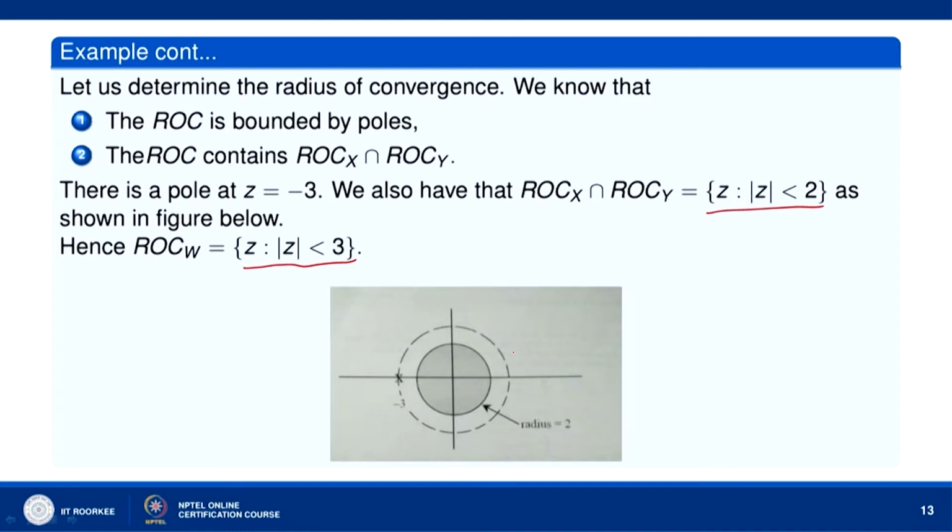Okay. So, mod of z less than 3 is, you can see, we know that ROC W contains ROC x intersection ROC y. So, it is mod of z less than 3, and mod of z less than 3 contains mod of z less than 2. Okay. So, it is at least as big as the intersection of ROC x and ROC y.